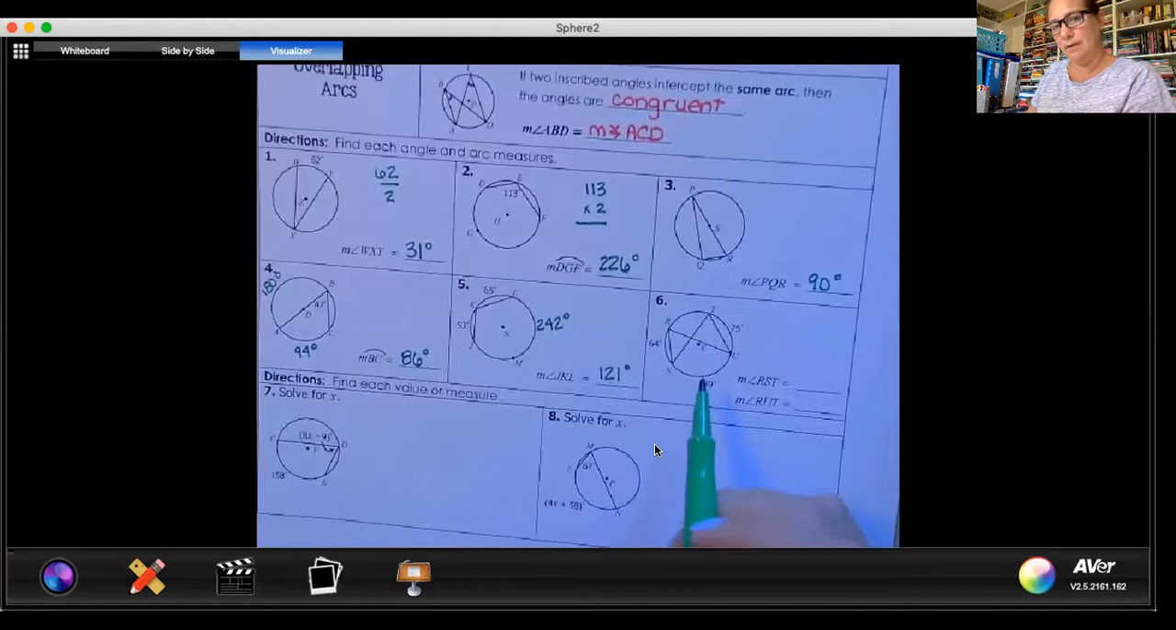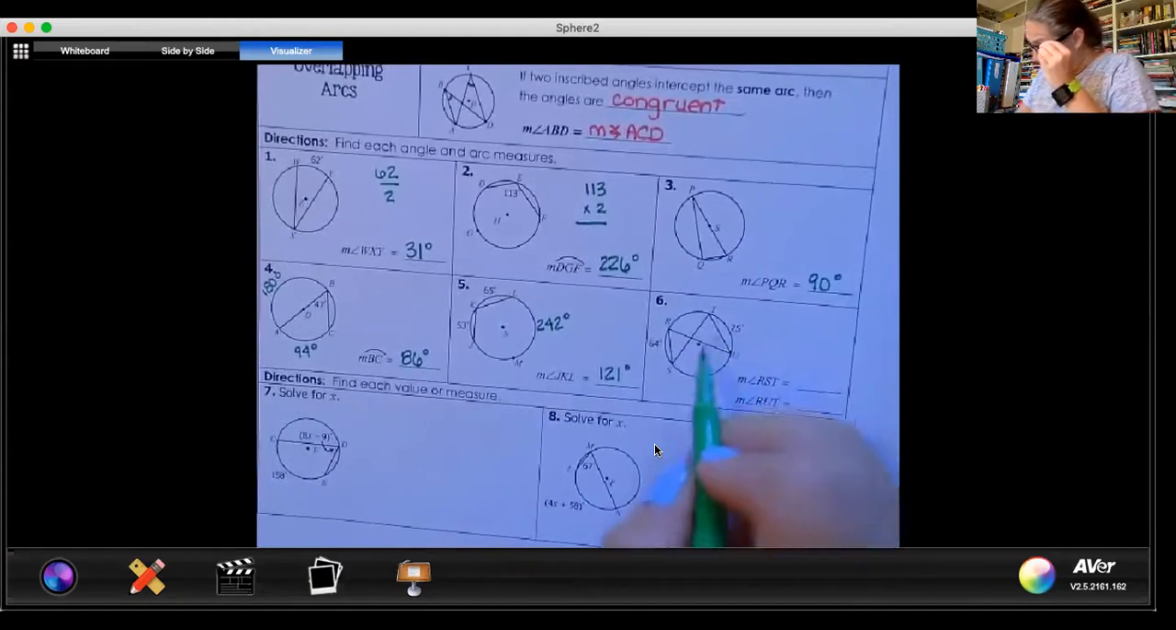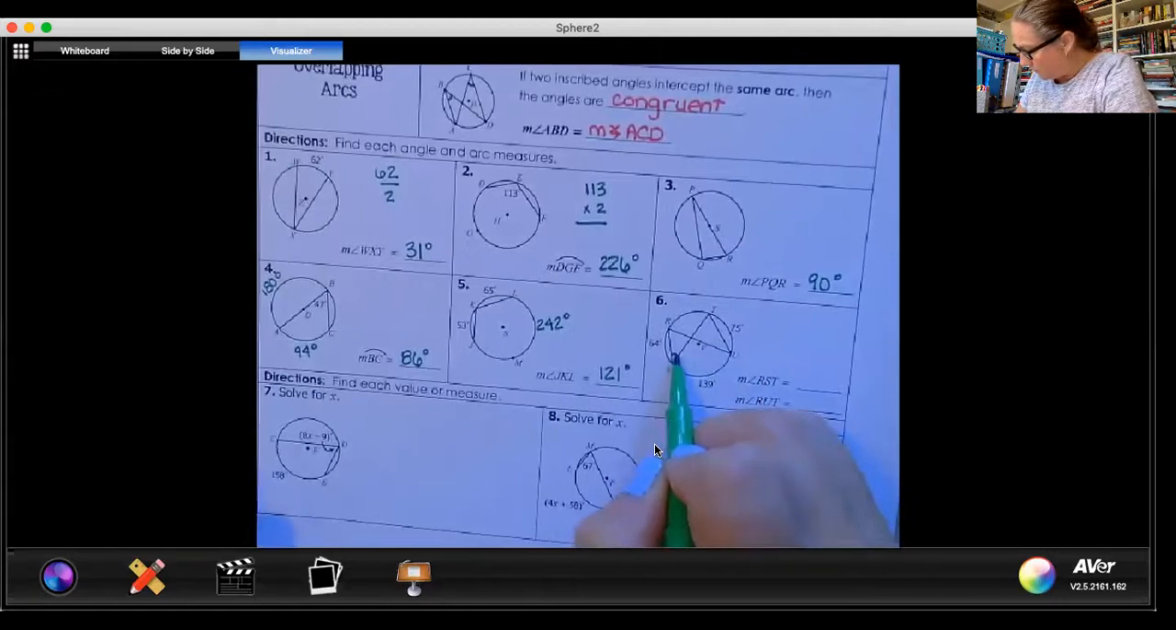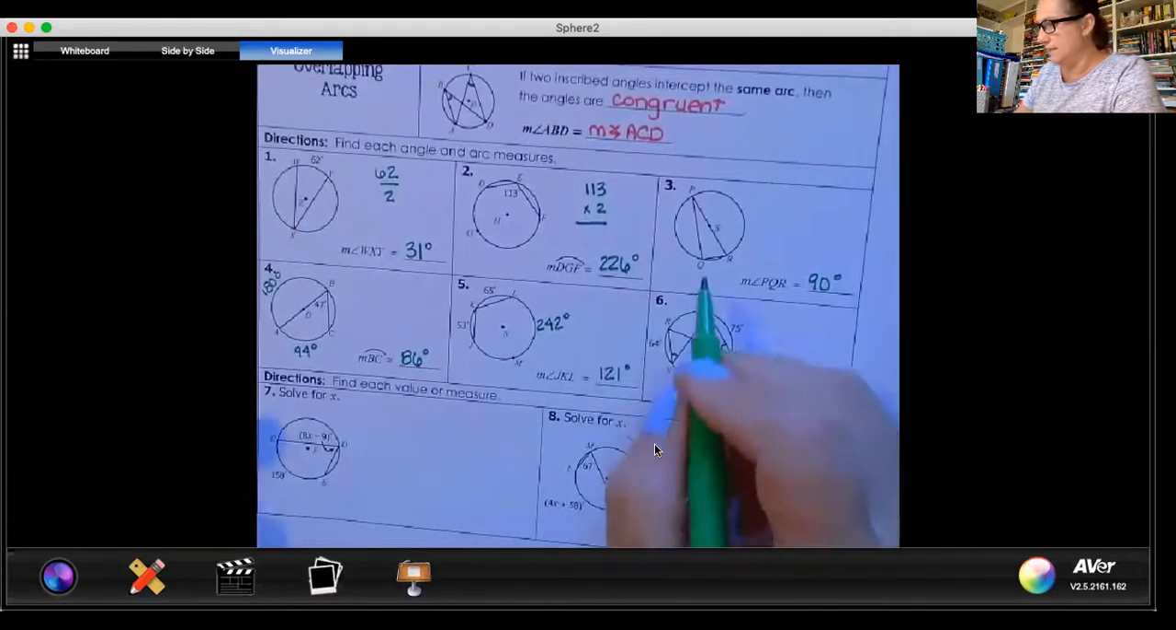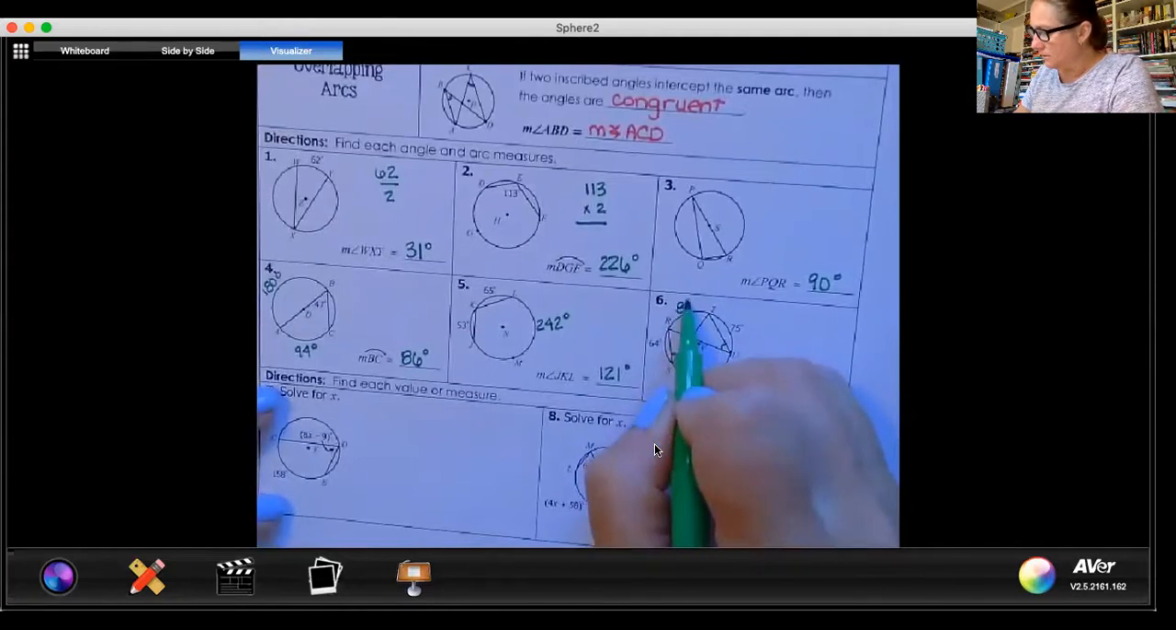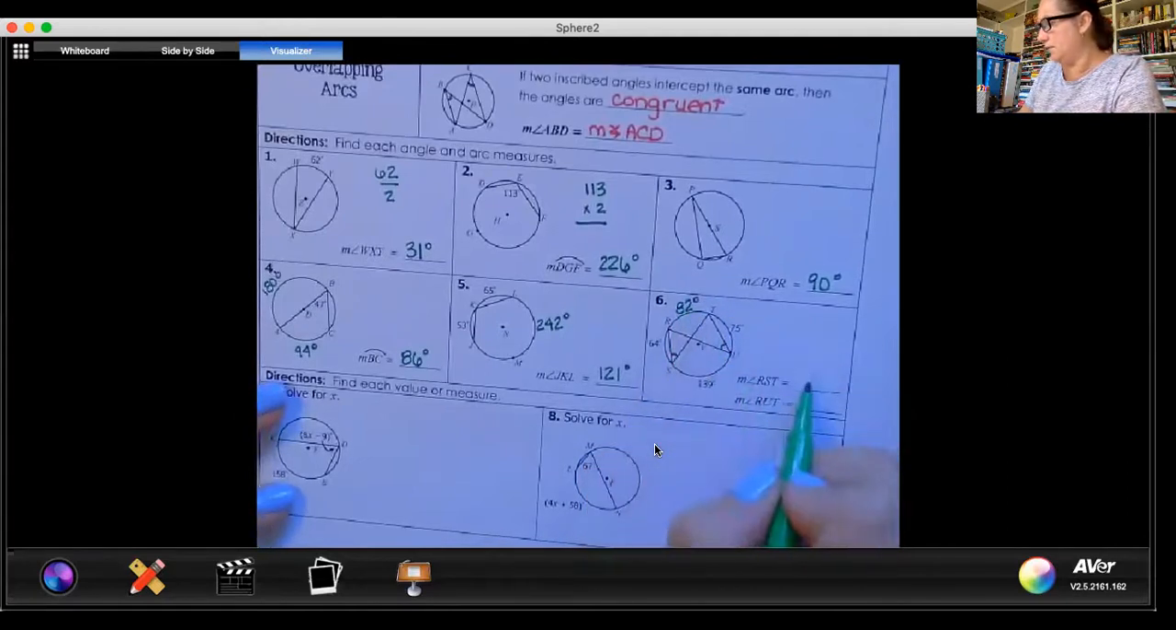This is your overlapping arcs here. So as you can see, angle RST and RUT are going to be congruent. So we have 64 and 139 and 75, add them up, subtract them from 360, and you get 82. For your arc, 82 divided by 2 means both of these are 41 degrees.